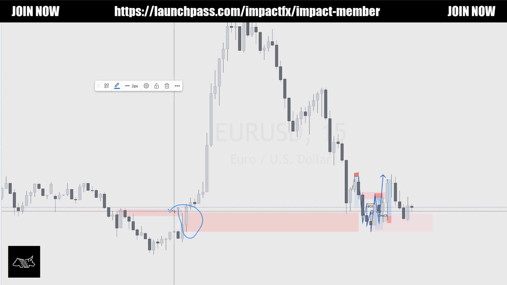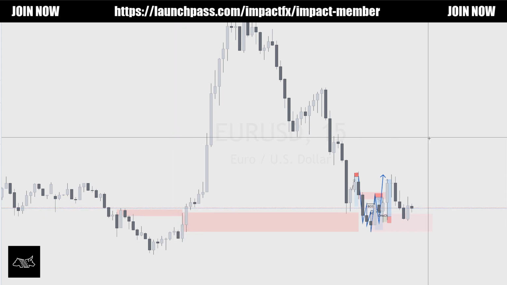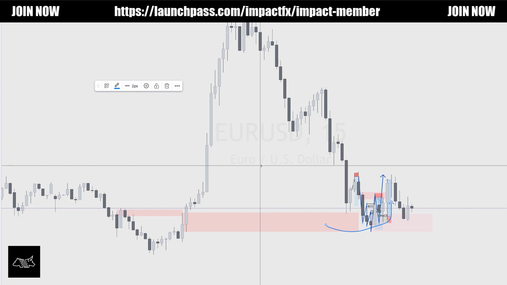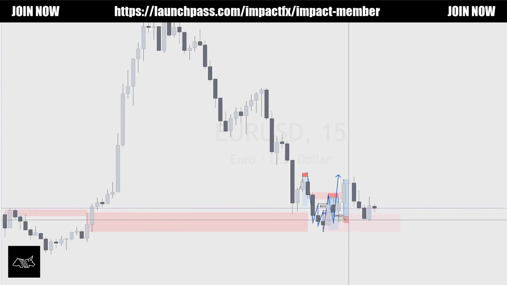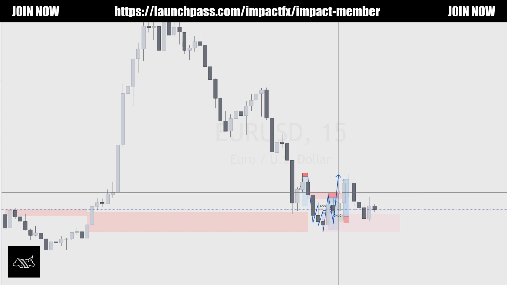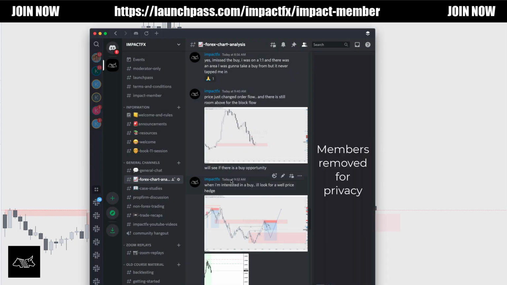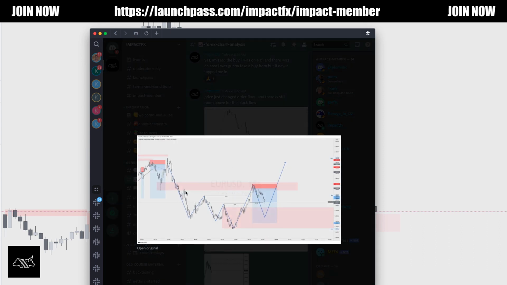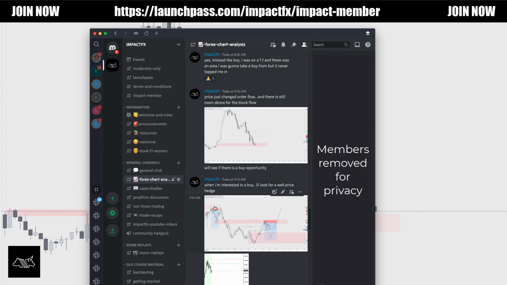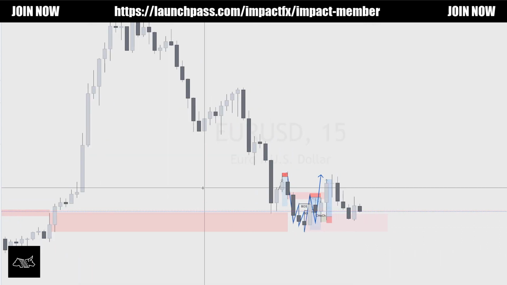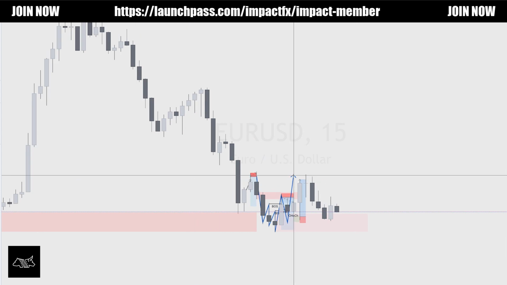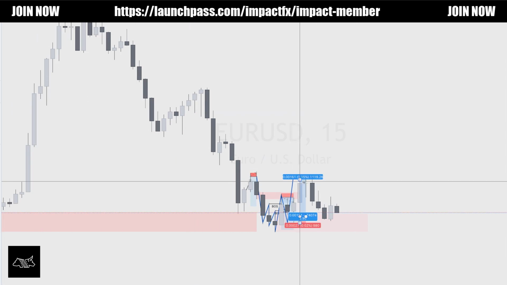That means that this is an order block on the lower time frames, and I would expect a buy off that order block. What we like to do is wait for a change of order flow so that we understand how to get into the trade. So I sent this out to the group. I said I'll be interested in a buy opportunity. And then I told the group that when I'm interested in buy opportunities, I look for a well-priced hedge to sell from. So how did I get into that trade?